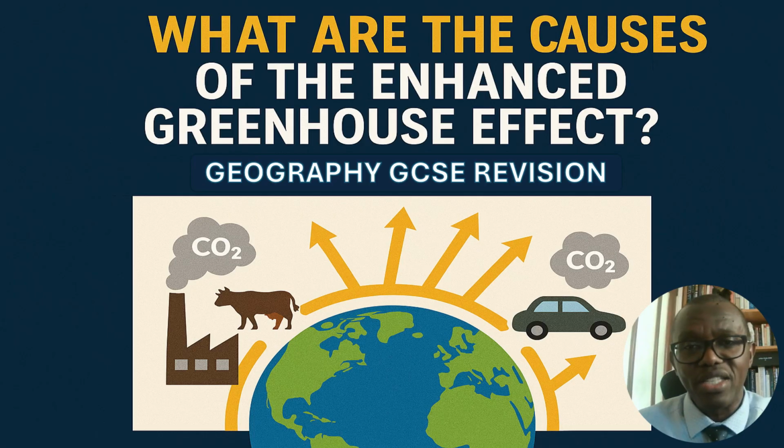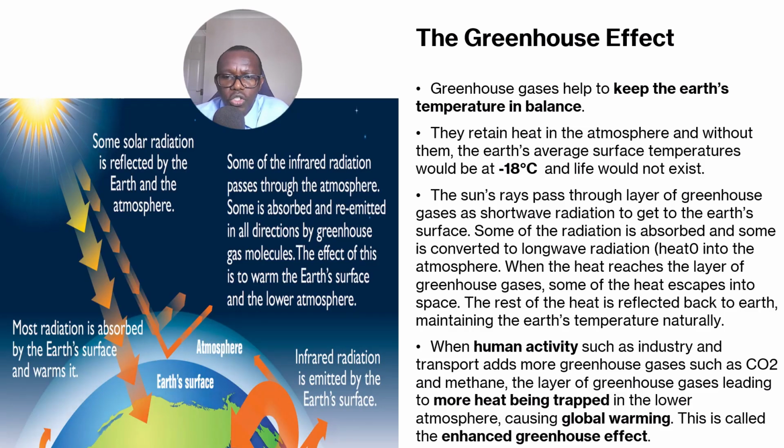Okay, let's get started. So as we move on to our present climate change, the first thing that we need to talk about is the greenhouse effect. So going to the diagram here, we can see that the sun's rays are coming down towards the earth in the form of shortwave radiation. And when they get to the earth, some of that heat is going to be absorbed by the earth, and some of it is going to be converted into long wave radiation and is going to be reflected back up towards the atmosphere.